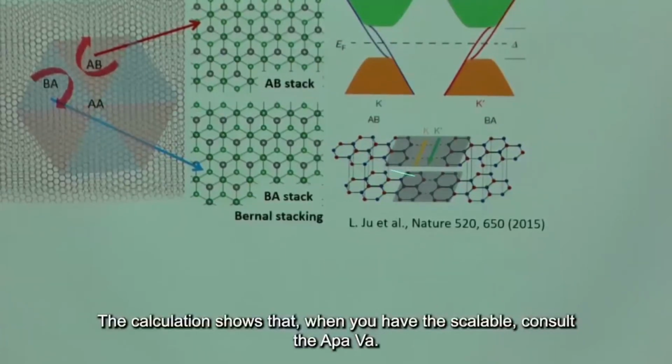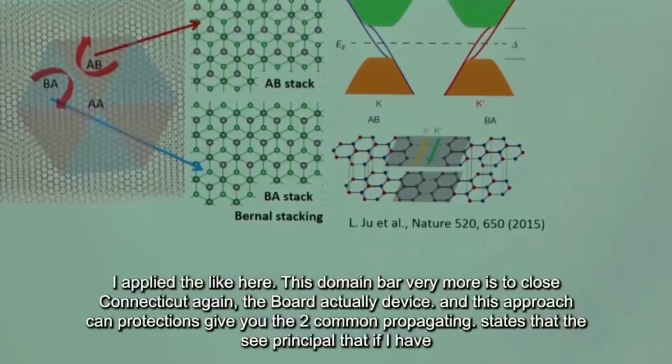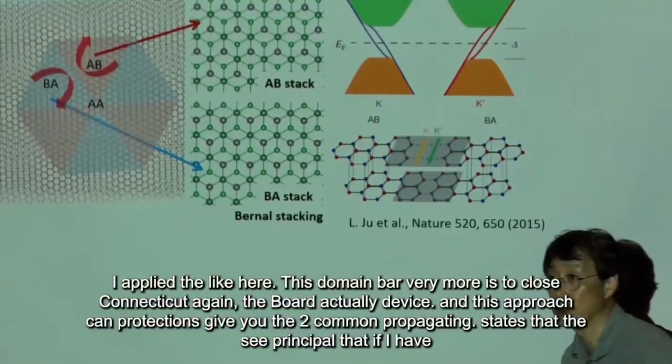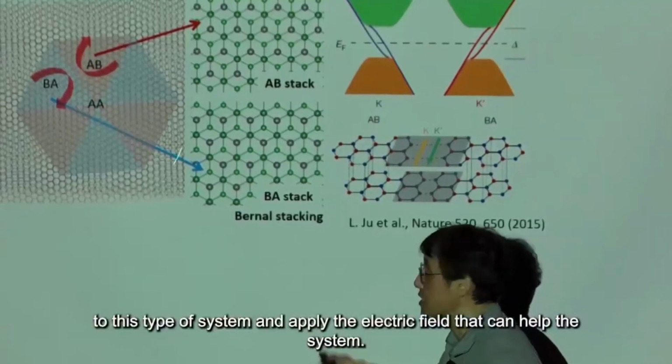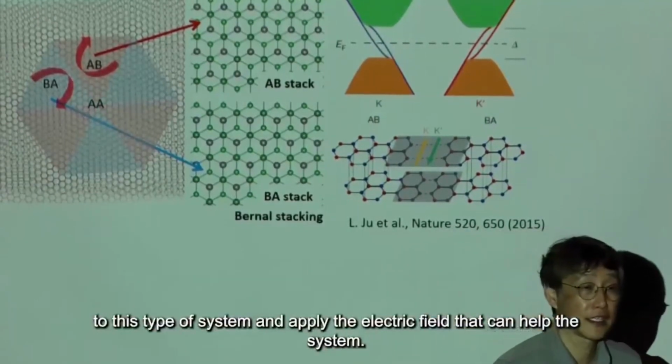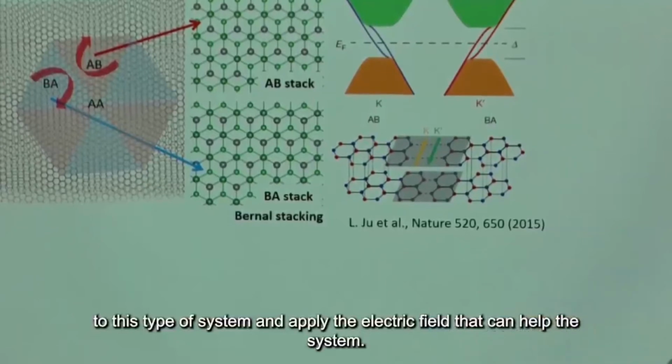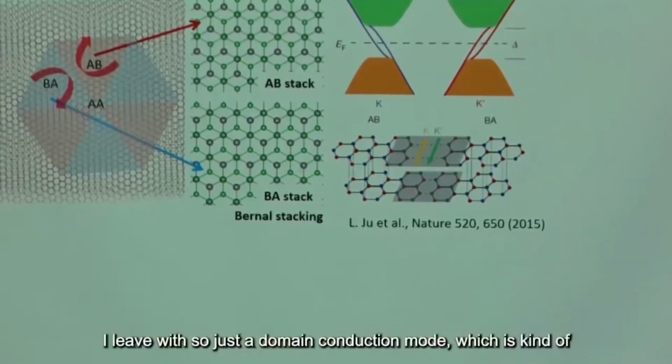The mode actually remains, and this topological protection gives you the two counter-propagating states that are valley polarized according to this definition. So in principle, if I have this type of system and apply the electric field, I am left with just the domain conduction mode, which is valley polarized.